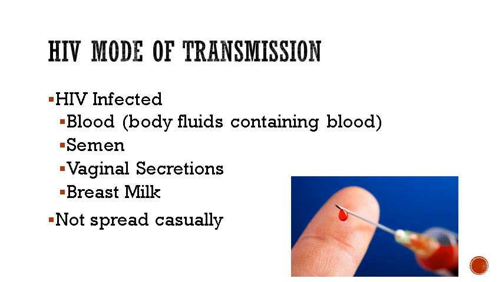HIV mode of transmission. HIV infected blood or body fluids containing blood, semen, vaginal secretions, or breast milk are going to be the main modes of transmission for HIV. It's not spread casually. So when we hug someone, closed mouth kissing, shaking hands, sharing utensils, towels, etc., it's not going to be spread that way. It has to be spread through blood, semen, vaginal secretions, or breast milk.